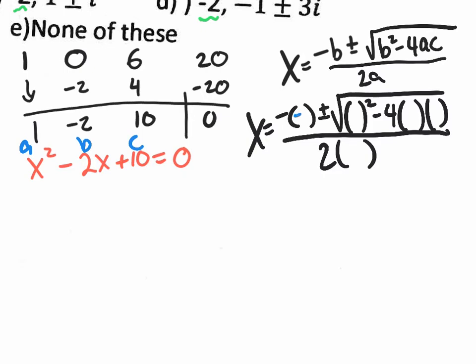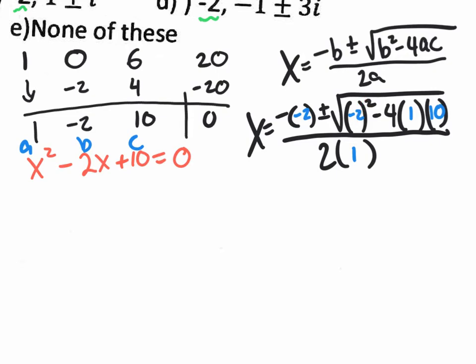So let's plug in the b value right here and here. Plug in the a value of 1 down here and up here. Plug in the c value of 10 over here. And now we're going to simplify with the discriminant first. So inside the square root, what's negative 2 squared? So the negative 2 squared is 4.